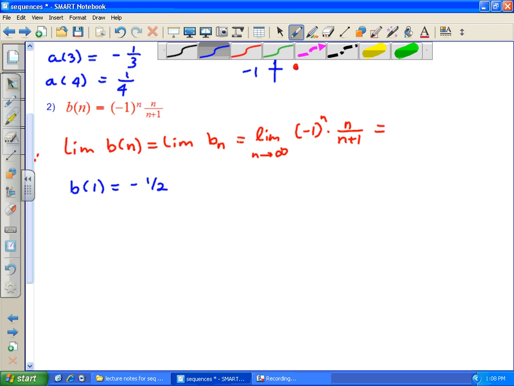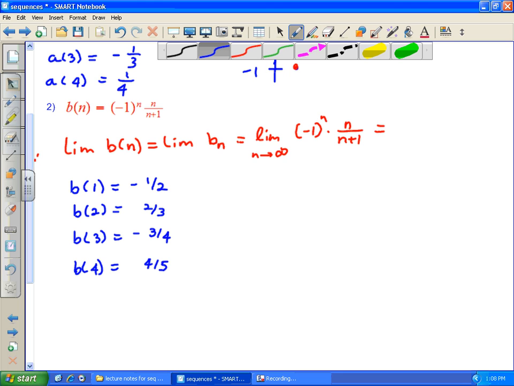Okay, what is the second term of the sequence? Positive 2/3, right? What's the next term? Negative 3/4, right? The next one? Positive 4/5, etc. If there is a limit, it should be a unique value. You cannot have more than one value. That's completely contradictory to the definition of a limit. It should be a unique value to which the sequence approaches.